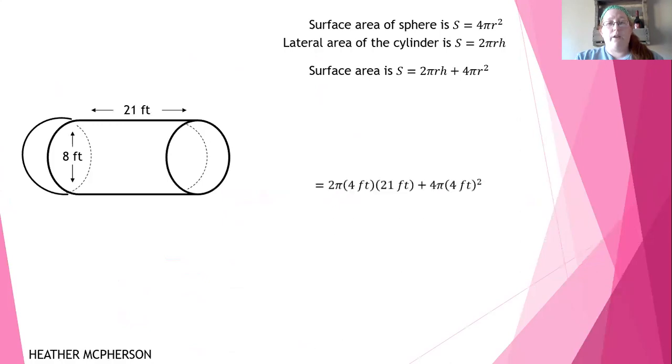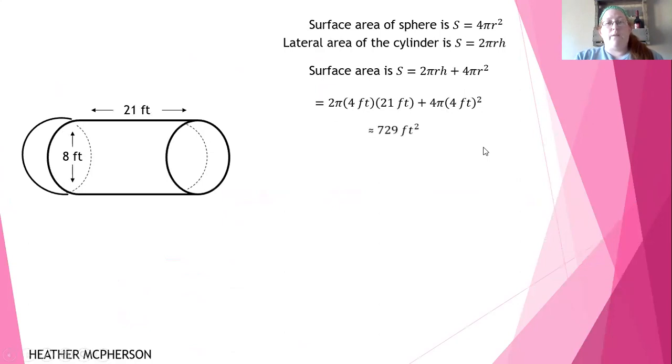So you have 2 pi with the radius is going to be half of 8, so you have 4. So 2 pi times 4 feet times the height, which is 21 feet, plus 4 pi, again, your radius is 4 feet squared. You have a surface area of approximately 729 feet squared.